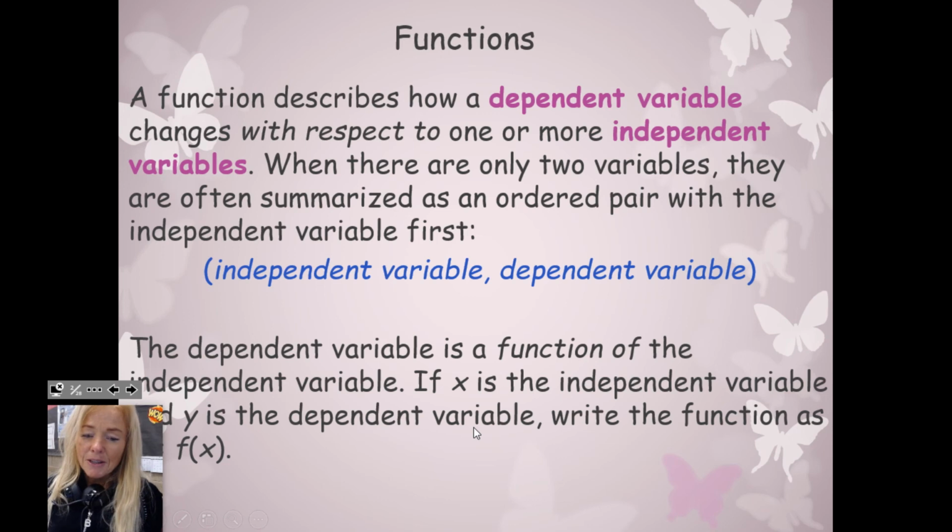If x is the independent variable and y is the dependent variable, write the function. We're not going to actually write the function right now in terms of y equals f of x. Instead, we're going to just look at what the function is as a model and which variable is independent, first, and which variable is dependent, second. Now, for me, it's easier to figure out which one is the dependent variable first.